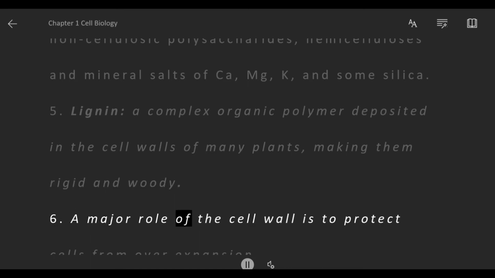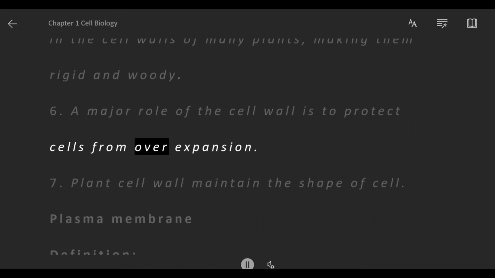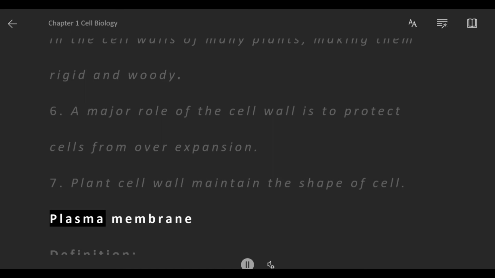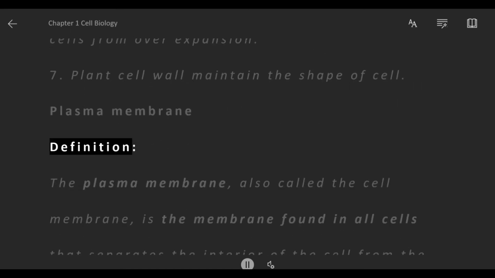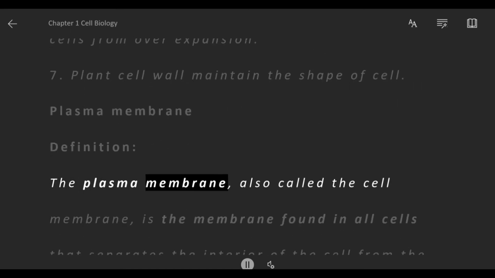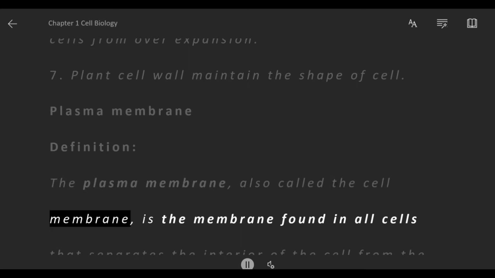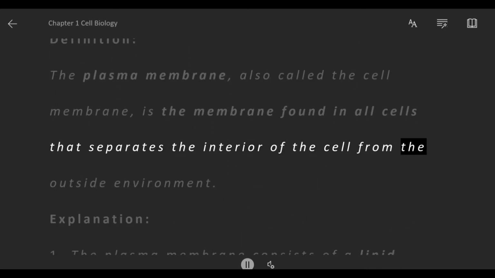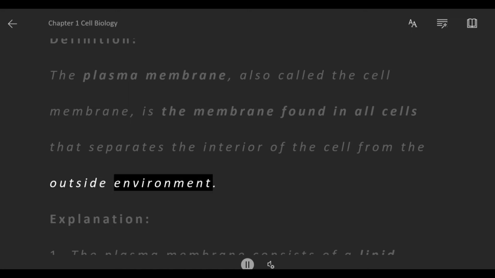6. A major role of the cell wall is to protect cells from overexpansion. 7. Plant cell wall maintains the shape of the cell. Plasma membrane. Definition. The plasma membrane, also called the cell membrane, is the membrane found in all cells that separates the interior of the cell from the outside environment.